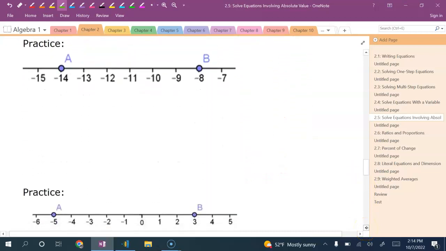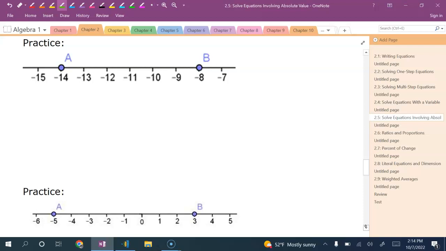So what I want you guys to do is there's 2 practice problems here. Pause the video, give both of these practice problems a try, and then come back to make sure that you got the right equation written.